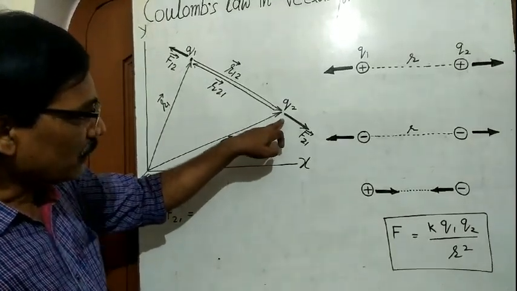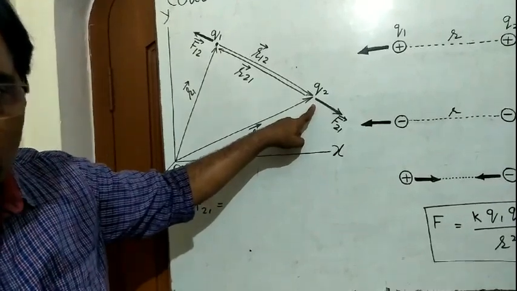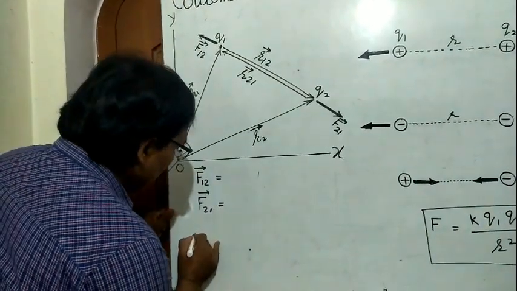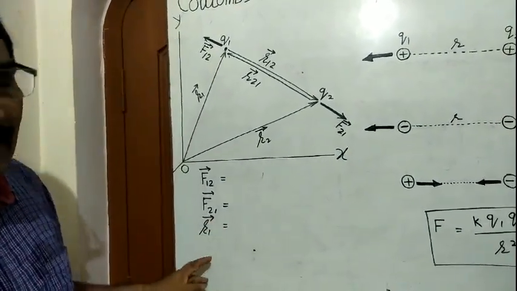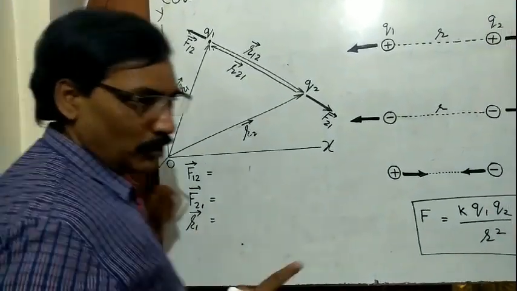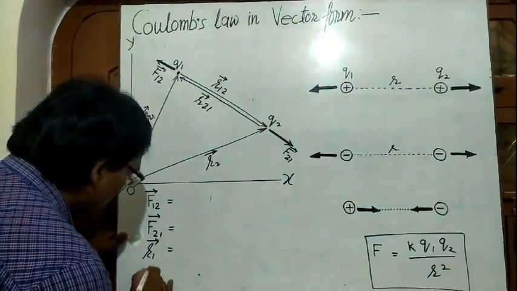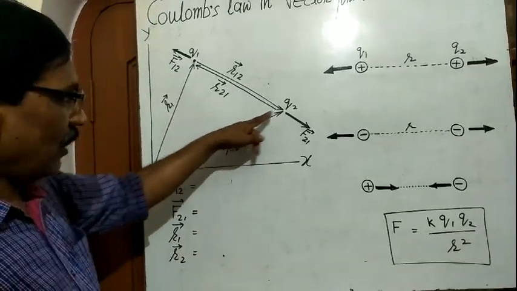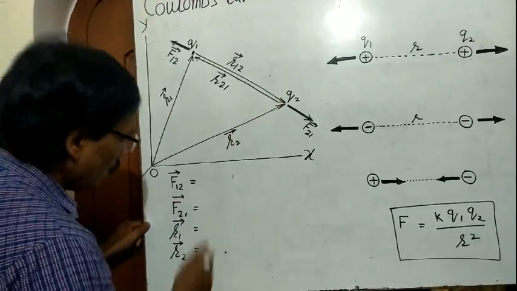F21, write down, force acting on charge q2 due to q1. Vector r1. What is this? Position vector of charge q1. And this, vector r2, position vector of charge q2.